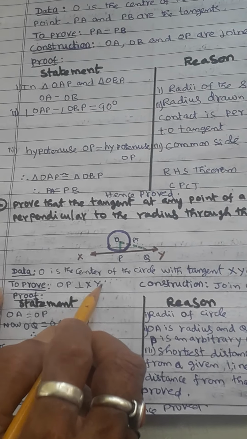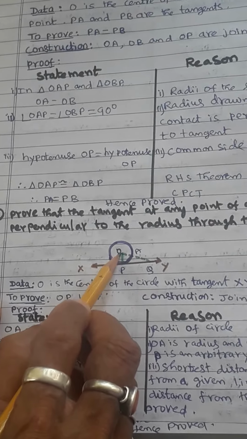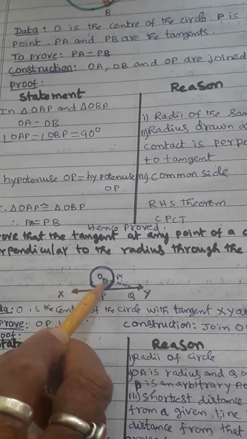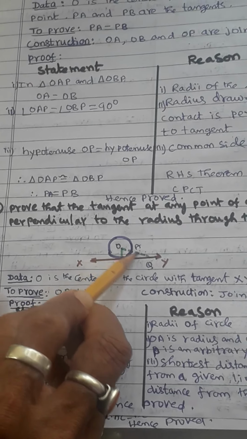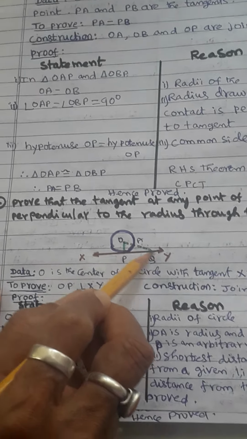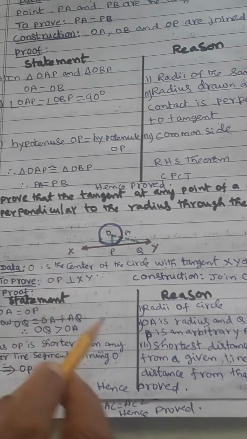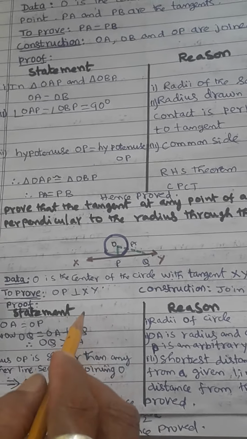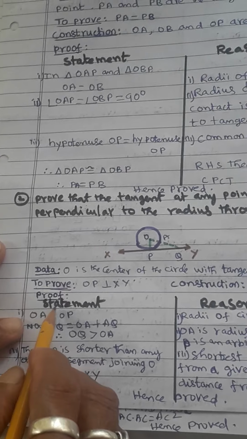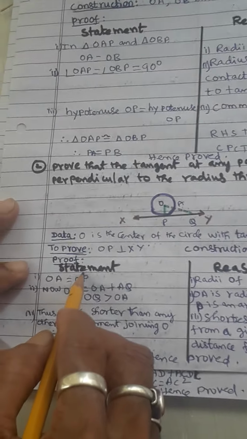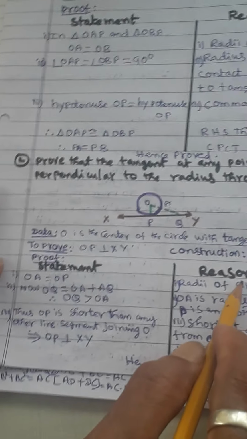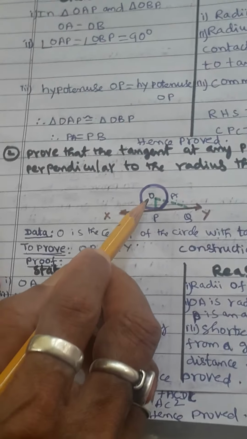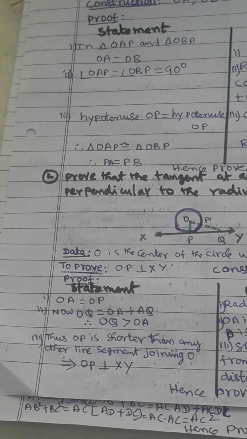Now what construction do you have to do? Join O and Q. So Q is a point on XY, where we are joining the line. Q may be anywhere on the line XY. Now the construction is done, so we will go for the proof. In the proof you have to write statement and reason.